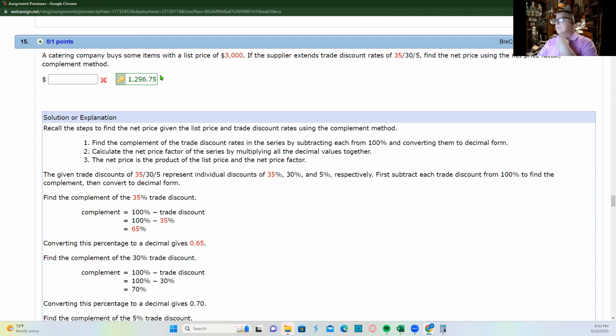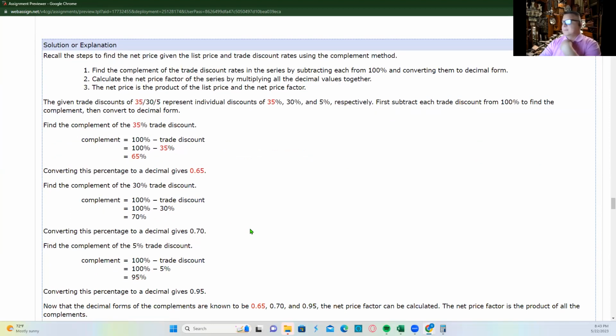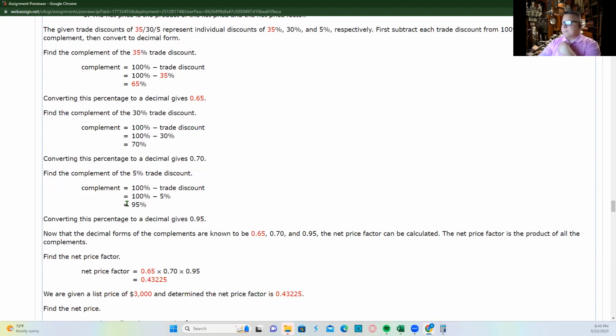So number 15, a catering company has some items with a list price of $3,000. If the supplier extends trade discount rates of 35, 30, and 5, find the net price using the net price factor complement method. 35%, 30%, 5%. 100% minus 35 is 65. So they take it all down here. 100% minus 30% is 70. Just what we've been doing already. 100% minus 5%, 95.